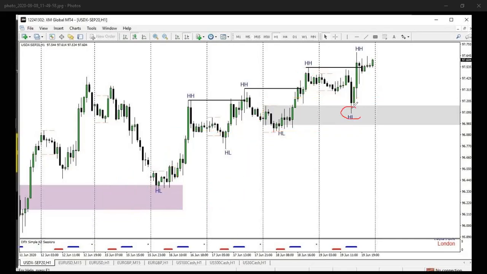So again, higher low in discount, then break market structure, new high, low, equilibrium. So we expect a higher low.